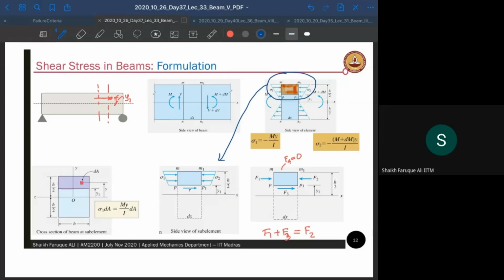Okay, the portion is taken at a distance y1 from the neutral axis to the top. So this portion is y1 to top, so it is y1 to h by 2. So this top is h by 2 from the neutral axis, and it starts at y1 from the neutral axis, right? If I look at the sigma 1 stress, that's going to be a trapezoid like this. If you want to see that picture, it's like that, right?